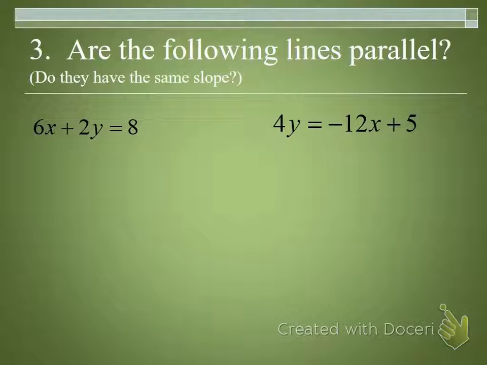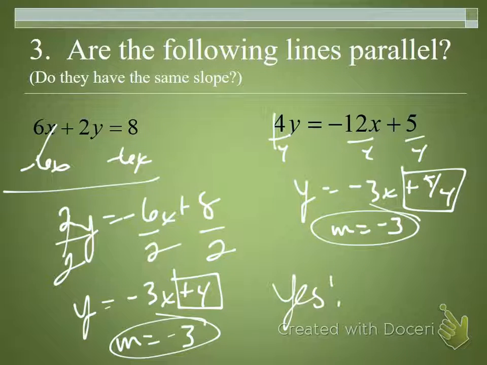Try these two. Stop the video. Start it back up, and see if you come up with the right conclusion. Okay, so you should have determined that the slopes were the same and the y-intercepts were different, so therefore these guys are going to be parallel, right?